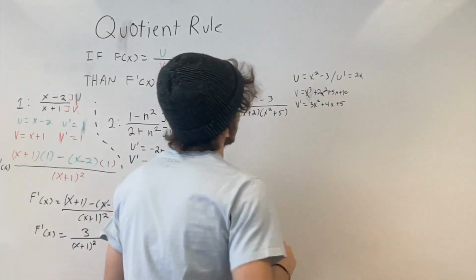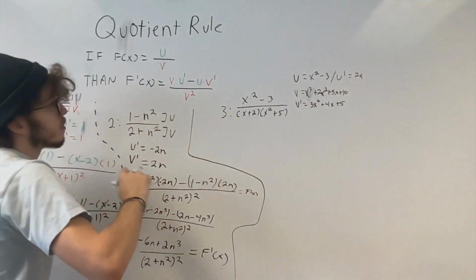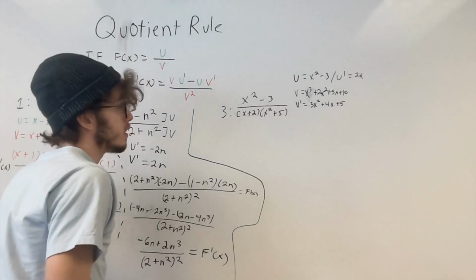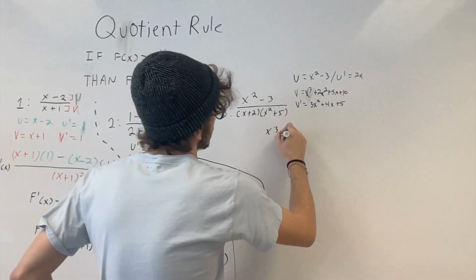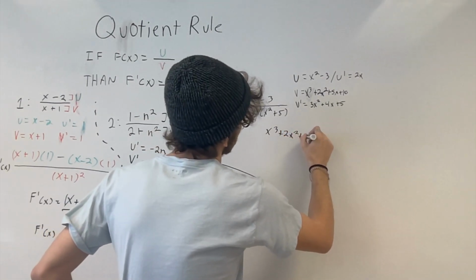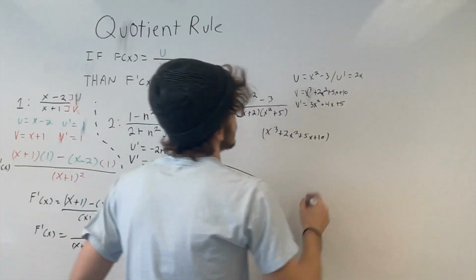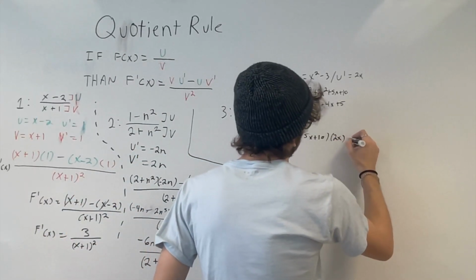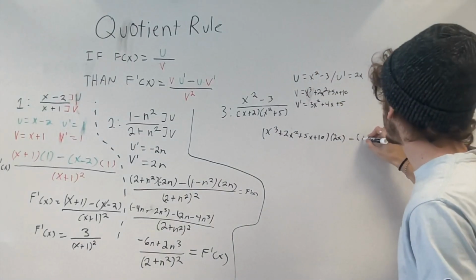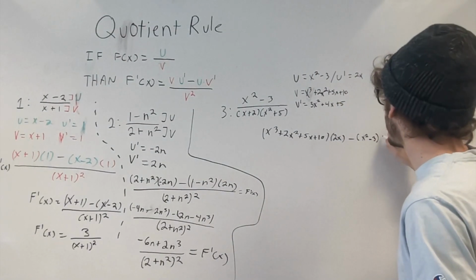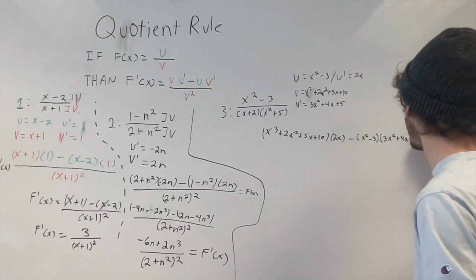Okay, so let's now do our quotient rule here, because the terms are divisible now. So we have v, which is x to the third plus 2x squared plus 5x plus 10, times u prime, which is 2x, minus u, which is x squared minus 3, times v prime, which is 3x squared plus 4x plus 5.